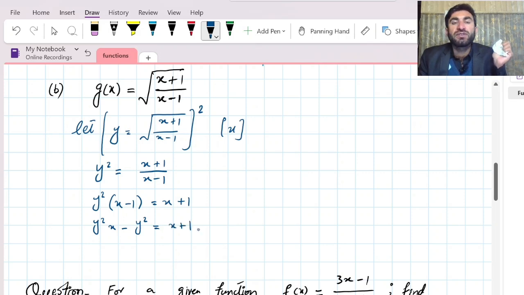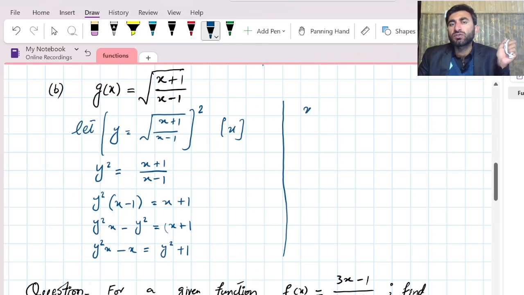We can see the subject x is appearing in more than one term, so we need to collect the terms with x on the left hand side, and all other terms free of x will be moved to the right hand side. So y square x containing x will be here, then move x from the right hand side to the left hand side, it will become minus x, and the y square on the left hand side will be moved to the right, giving us y square plus 1. On the left hand side we can take x common, so it will be x times (y square minus 1) equals y square plus 1.